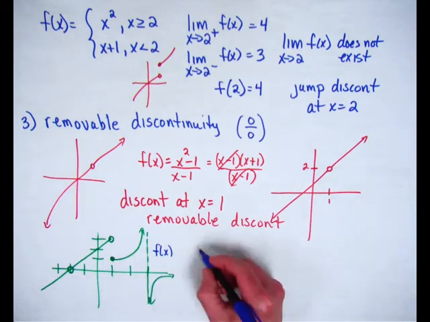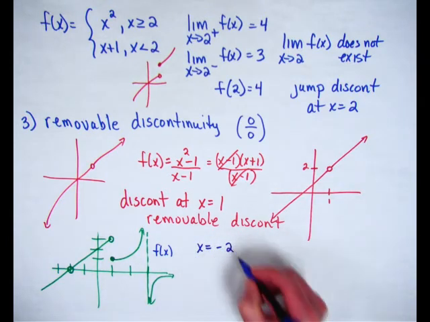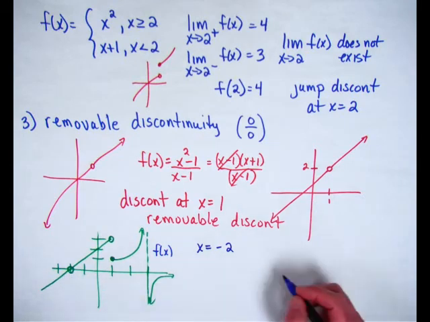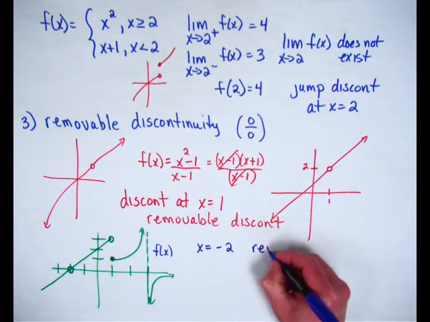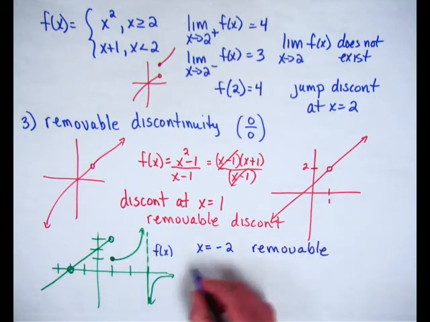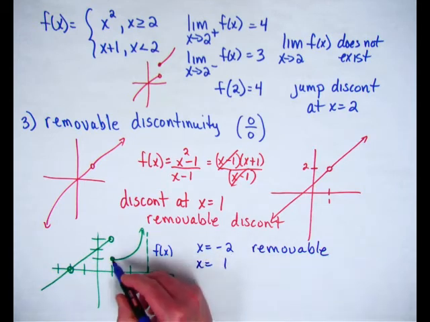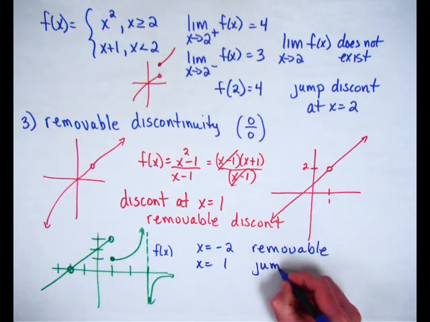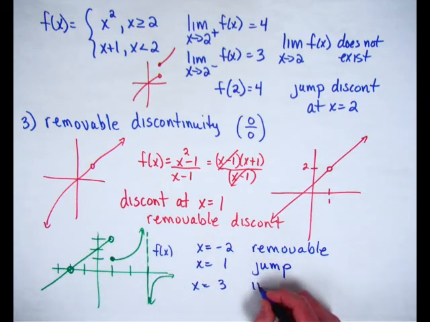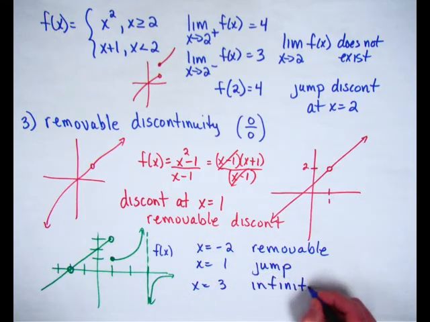So for example, at this point right here, at x equals -2, we have a gap or a hole. That's called a removable discontinuity. At this point right here, x equals 1, there's a jump. The graph is actually making us jump, so we would call this a jump discontinuity. And at x equals 3, the graph is heading off to infinity, and so we call this an infinite discontinuity.